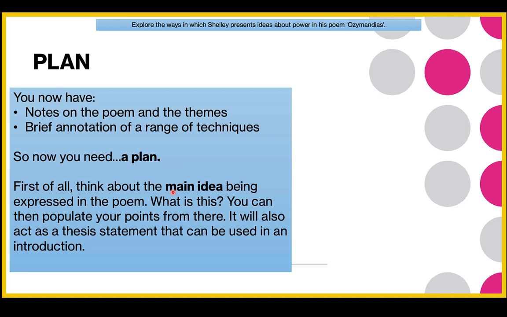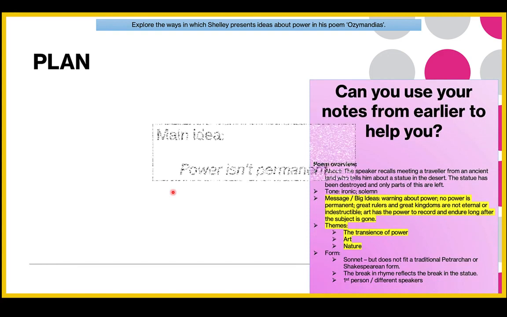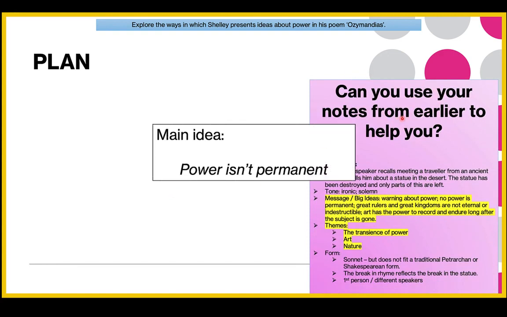Now, this main idea that you have, or this big idea, also can act as a thesis statement, which is what you believe, what you're trying to prove, and that can then be used in your introduction. So you can also think about using your notes to help you. So these are my notes from earlier, and I thought, okay, if I have a look at the message and the themes, and I look back at the question, what's the main idea that I think that Shelley is trying to get across? And if I do make a summary of that, I think that really Shelley's trying to show that power isn't permanent. So I've got my main idea, I've got my thesis statement. This is now what I'm going to prove.